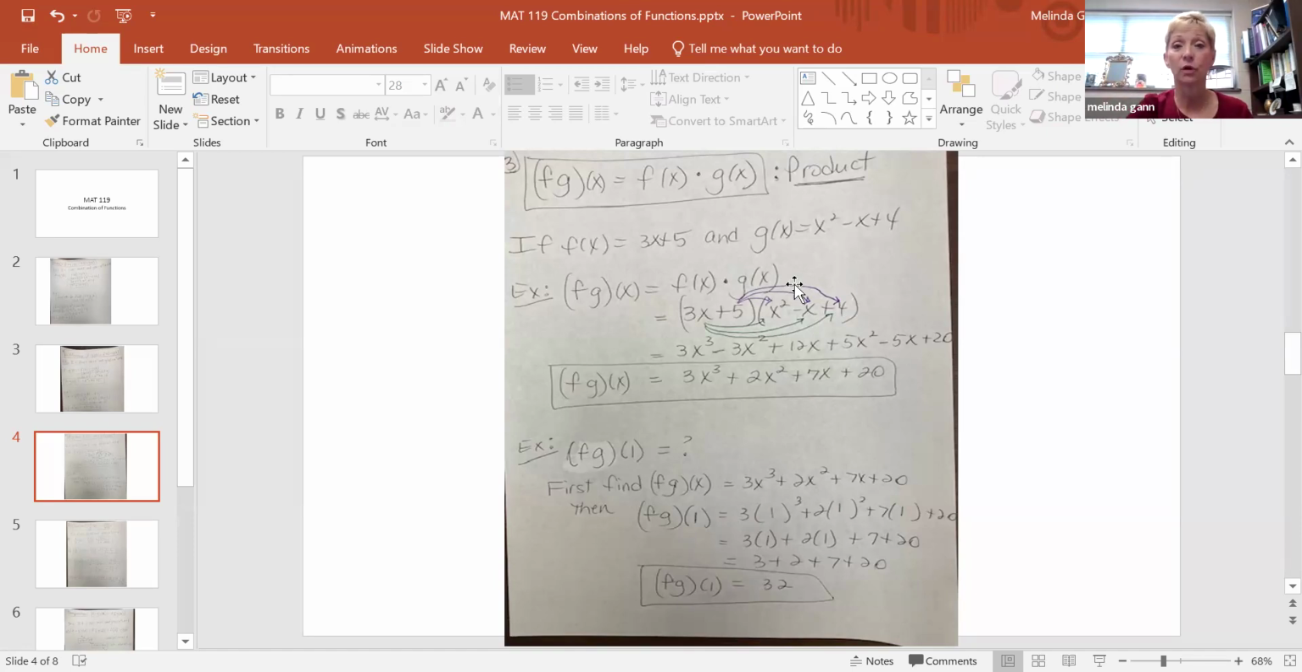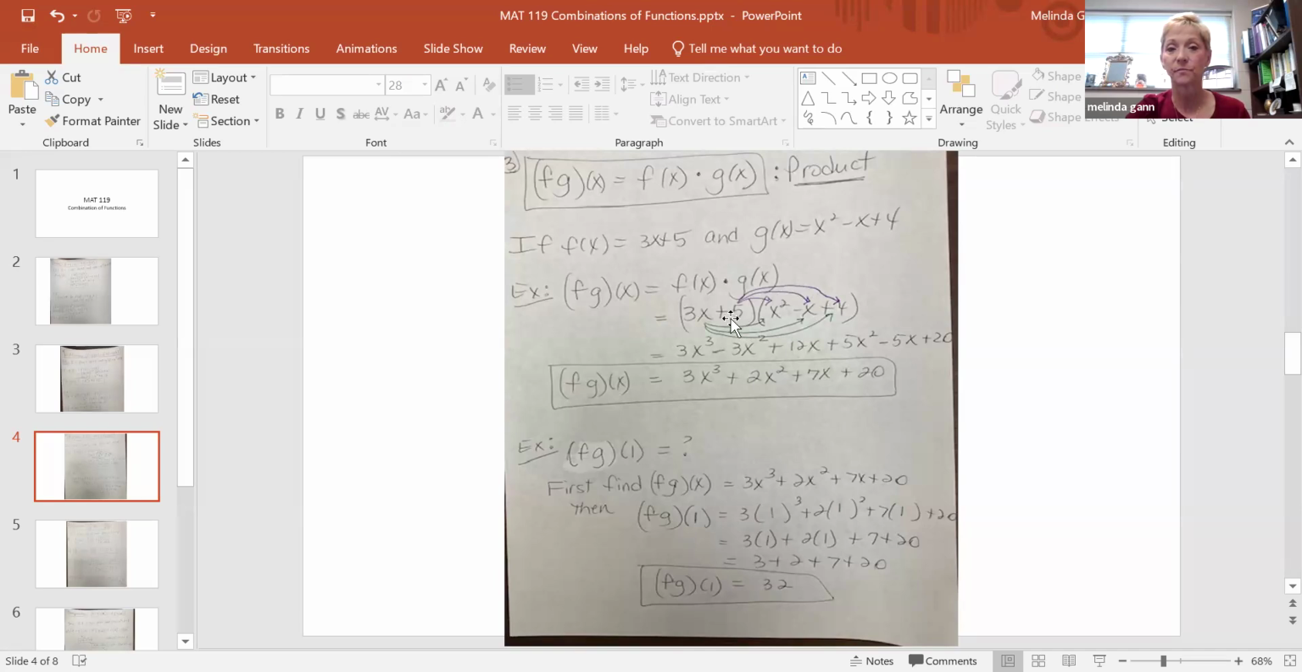Okay, so notice what you're doing. You've got to do 3x times everything in this parenthesis. So 3x times x squared is 3x cubed. And then 3x times a minus x is a minus 3x squared. And then 3x times a 4 is a plus 12x.